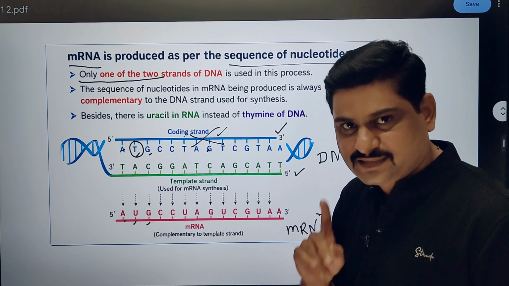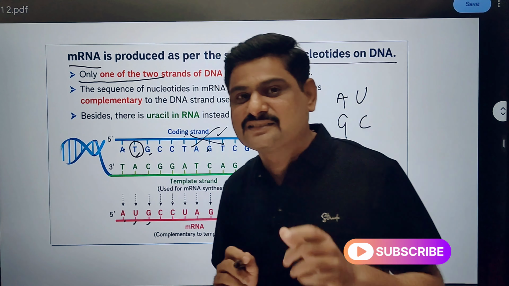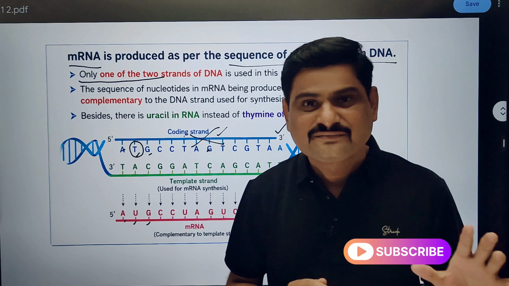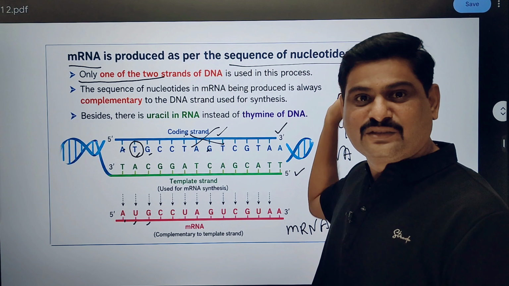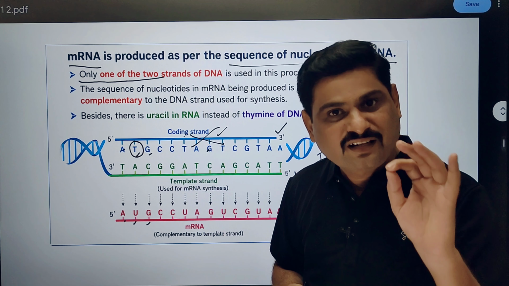mRNA is produced as per the nucleotide sequence of DNA is called transcription. Now in your textbook, in that paragraph, it is given in a different way. This line is given somewhere up, and 'this is called transcription' is given at the last line. So listen carefully to what I am telling. How to define transcription? Simple. mRNA is produced as per the nucleotide sequence of DNA is called transcription.